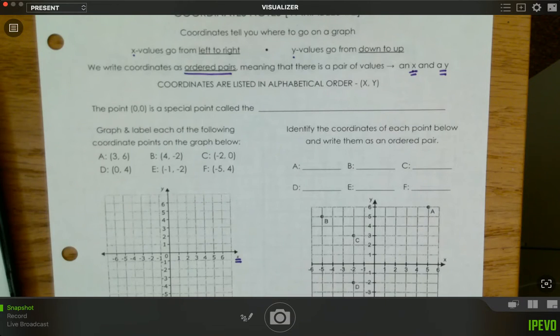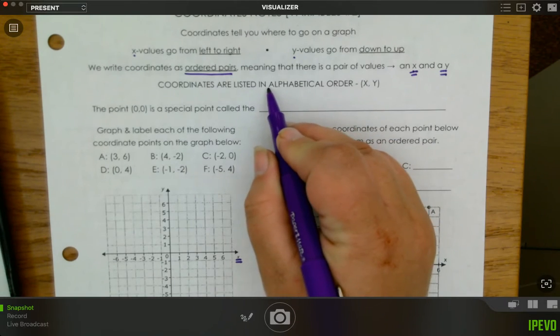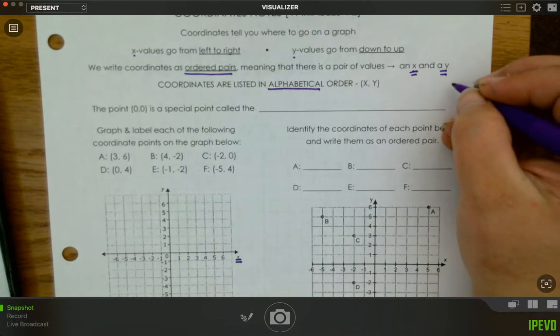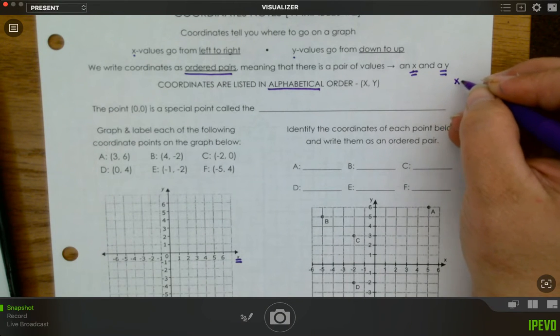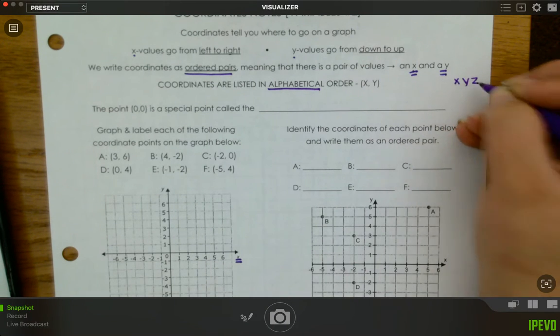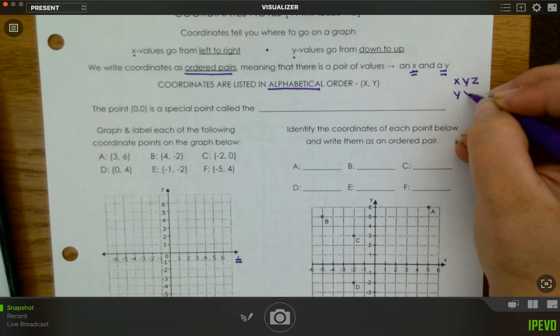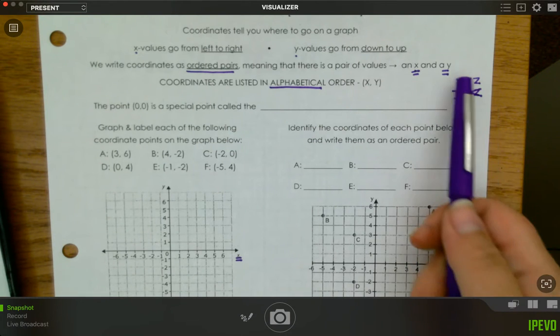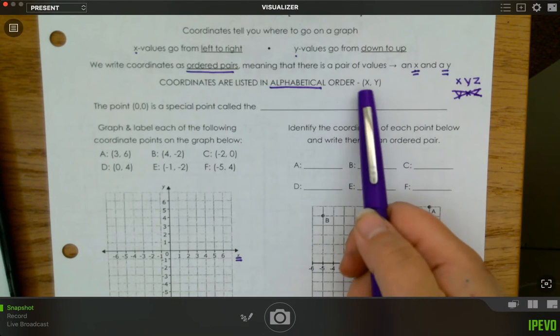Our order is super easy today, alphabetical order. Easiest way to remember it is at the end of your alphabet goes X, Y, Z, not Y, X, Z. We're not making up our own new alphabet, guys. So X goes before Y in the alphabet, X goes before Y in our point.